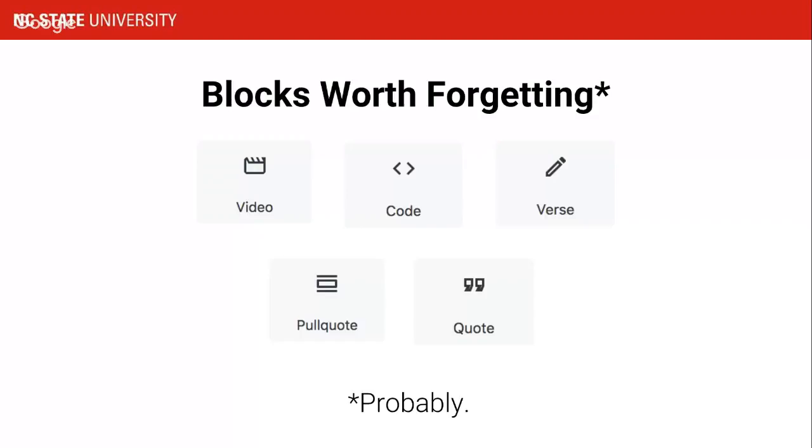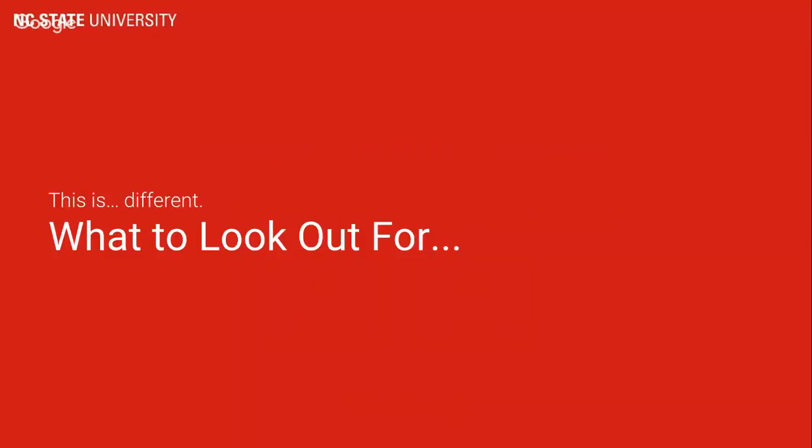But I'm hoping that in future releases of Gutenberg, they either rename these or include some helper text to try to explain what specifically the difference is between pull quote and quote, because it can be kind of confusing. So those are a bunch of blocks that hopefully you'll find to be useful.